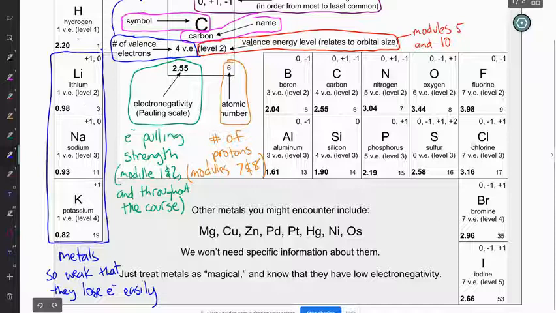The rest of the elements on this periodic table are called nonmetals. They're going to bond by sharing electrons, so they'll do covalent bonding. And notice they all have significantly higher electronegativity values than these metals. Aluminum is kind of a special case that you may or may not see in this course, but you'll see it when you take orgo in college. We treat it sort of like it's a nonmetal, even though it is a metal.